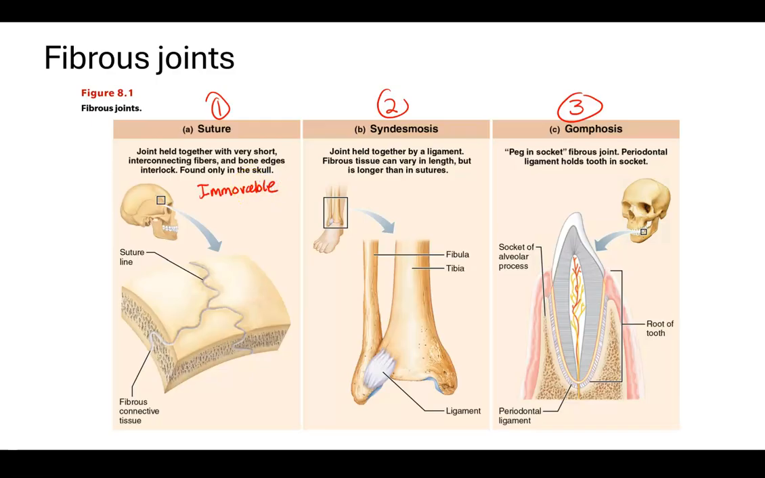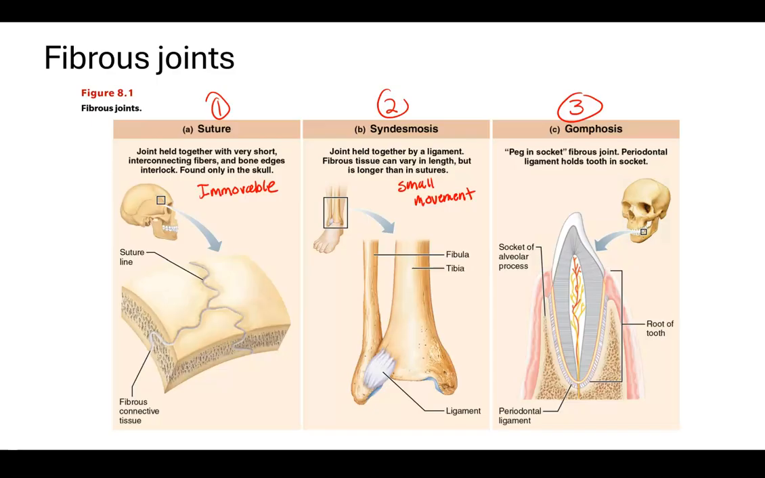Okay, the syndesmosis ones are joints held together by a ligament. The actual ligament can vary in length. Generally, it is longer than in sutures, so there is some movement here. There might be some very small movement. For the gomphosis, there's actually only one example of a gomphosis fibrous joint.